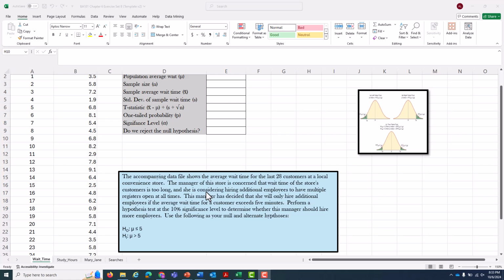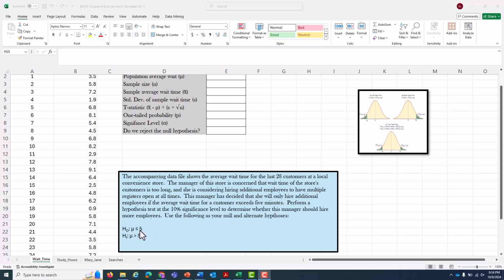So for us over here in this example, we have a data file that shows the average wait time for the last 28 customers at a local convenience store. The manager of the store is concerned that the wait time of the store's customers is becoming too long, and she's considering hiring additional employees to have multiple registers open at all times. The manager has decided that she will only hire additional employees if the average wait time for a customer exceeds 5 minutes. And from that, we have the point that we're testing for.